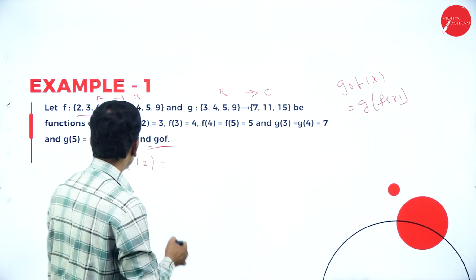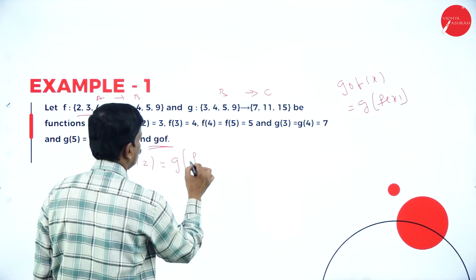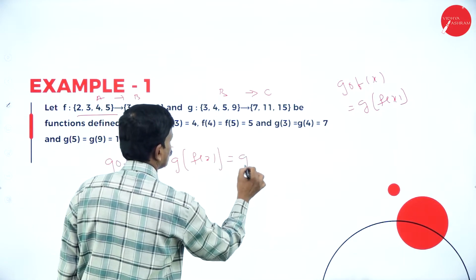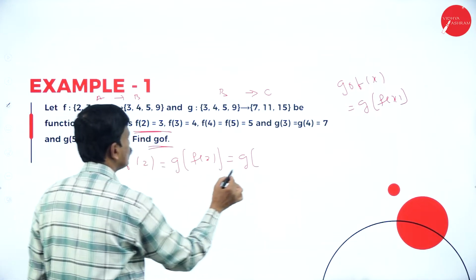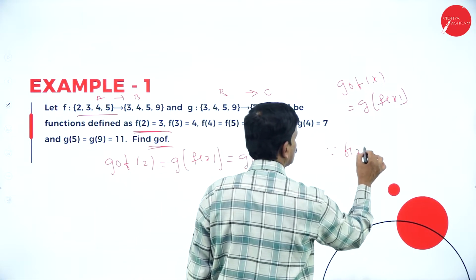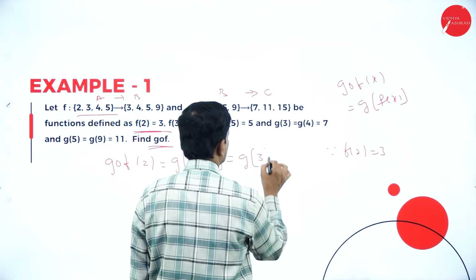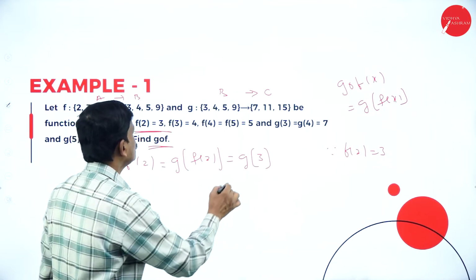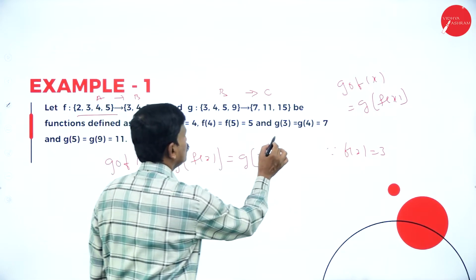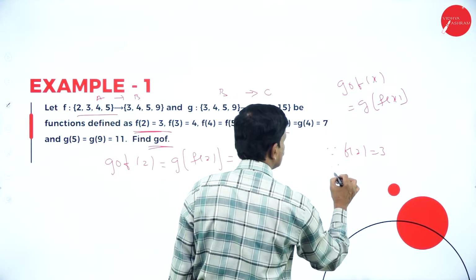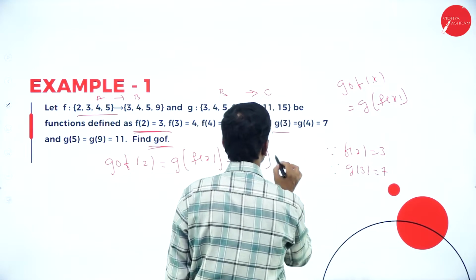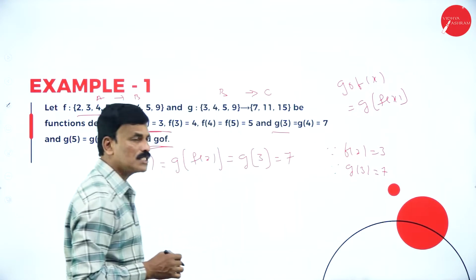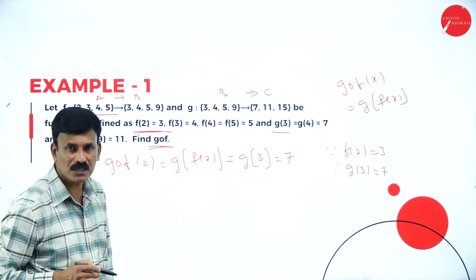So here, g naught f of 2 is equal to g of f of 2. So, this is equal to g of, what is f of 2? f of 2 is given, f of 2 is equal to 3. Since f of 2 is equal to 3, this can be written as g of 3. Since g of 3 is given, g of 3 is equal to 7. That means g naught f of 2 is equal to 7.